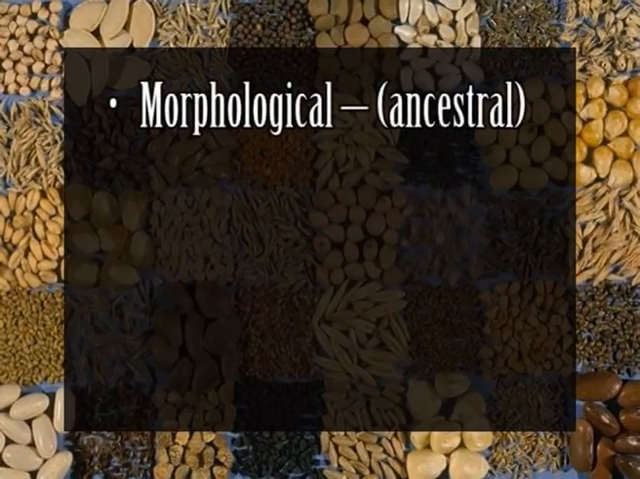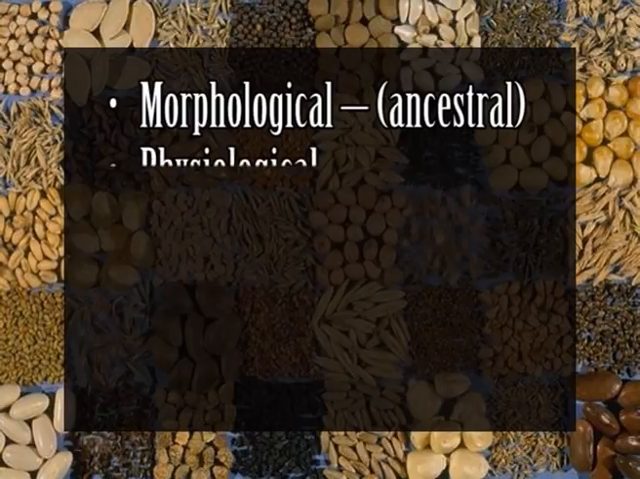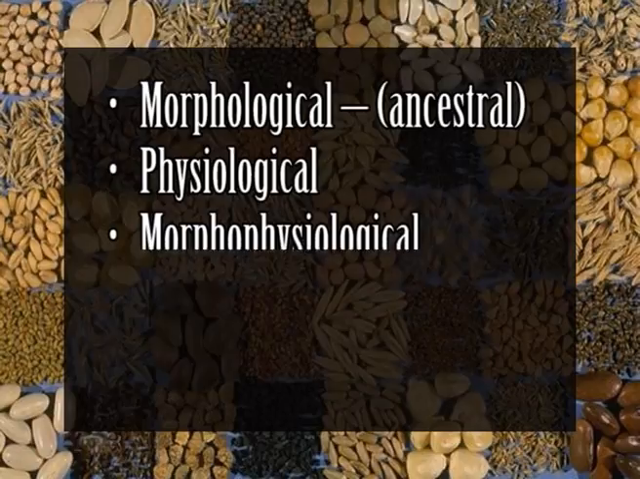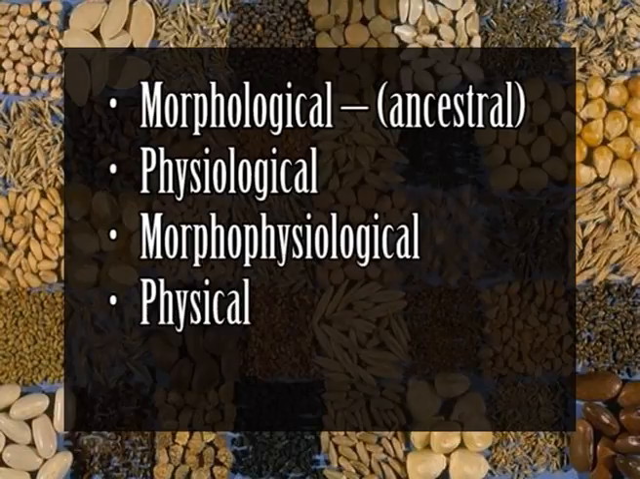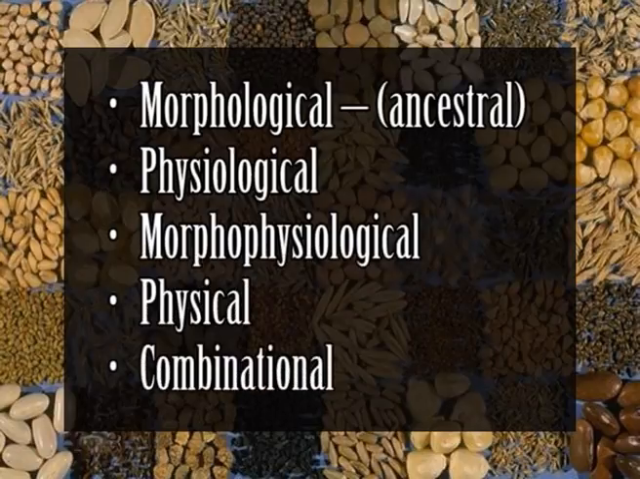ecophysiological classification system which includes 5 classes for the whole seed dormancy, ranging from the morphological dormancy, which is regarded as the ancestral one, followed by more advanced physiological dormancy, morphophysiological dormancy, physical dormancy, and also combinational dormancy.